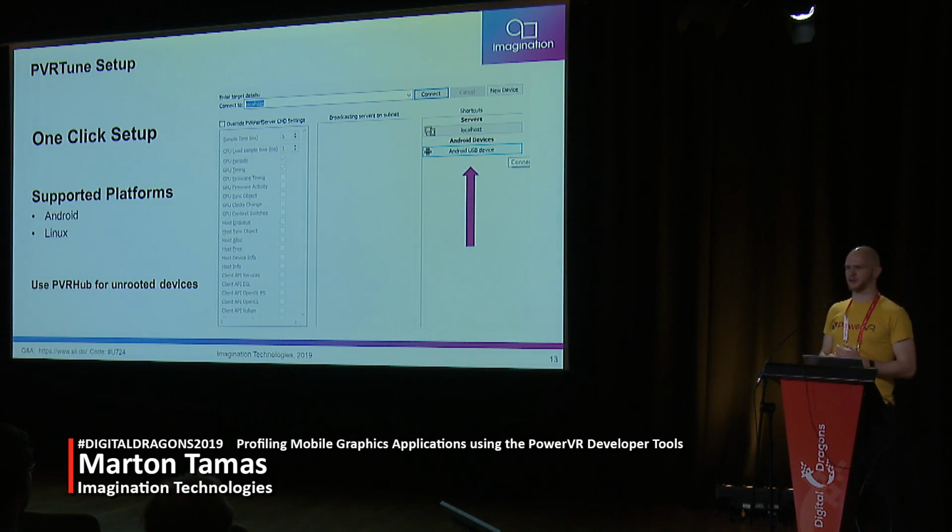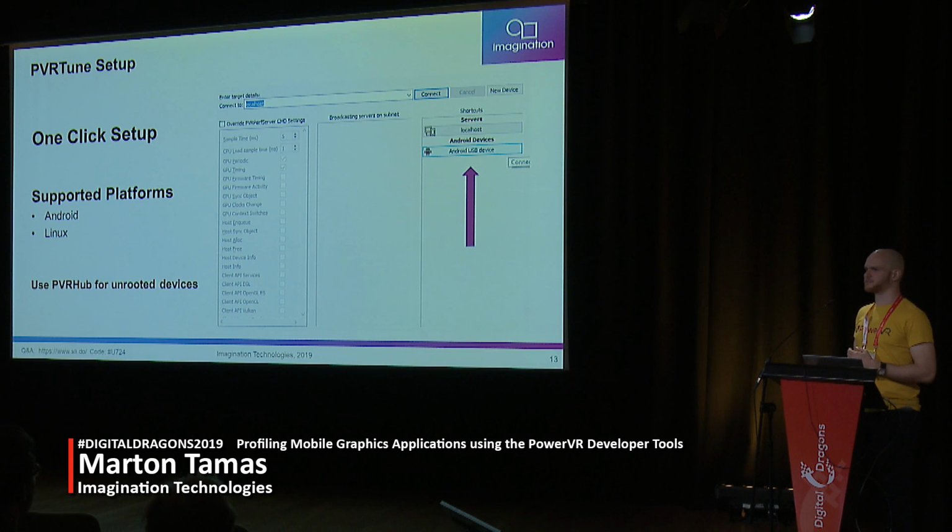When designing PVRTune, the key focus for us was user experience. So we introduced a feature called the one-click setup feature. This essentially allows you to set up your profiling session with just one click. All you need to do is plug in your device or connect through ADB Wi-Fi and click the button in the GUI, and PVRTune will automatically deploy the server application onto the device, and data will begin to be transmitted.